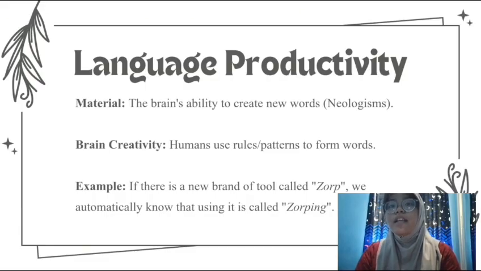Speakers have an implicit knowledge of language rules. Language continues to develop as new ideas, technology, and culture emerge. In conclusion, language productivity is a key characteristic of human language that allows people to express and create new meanings using a limited set of rules.